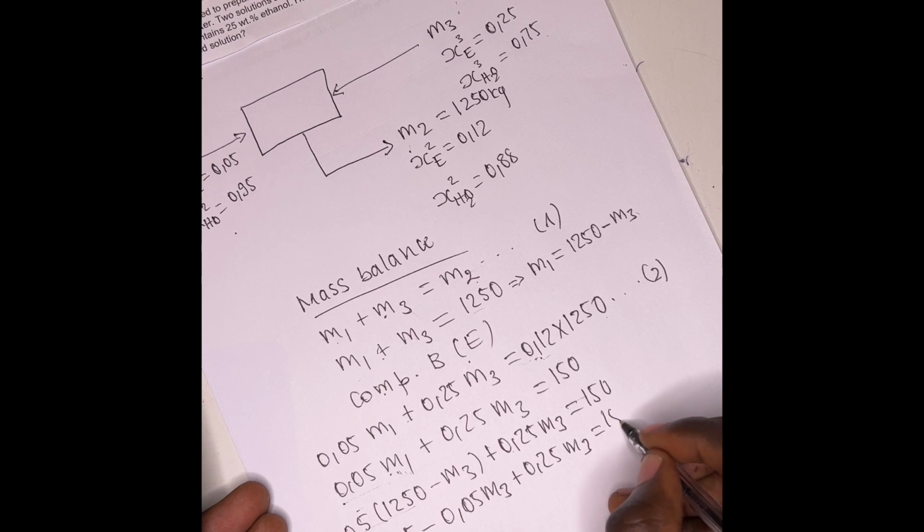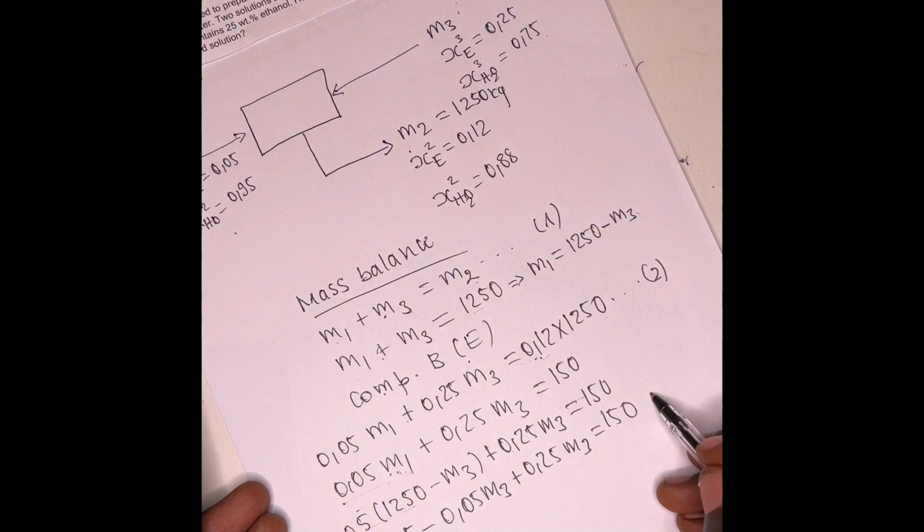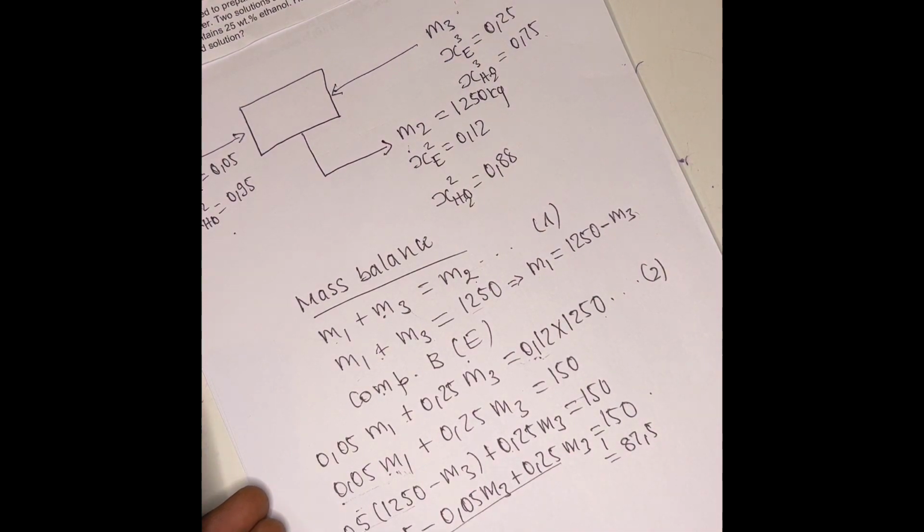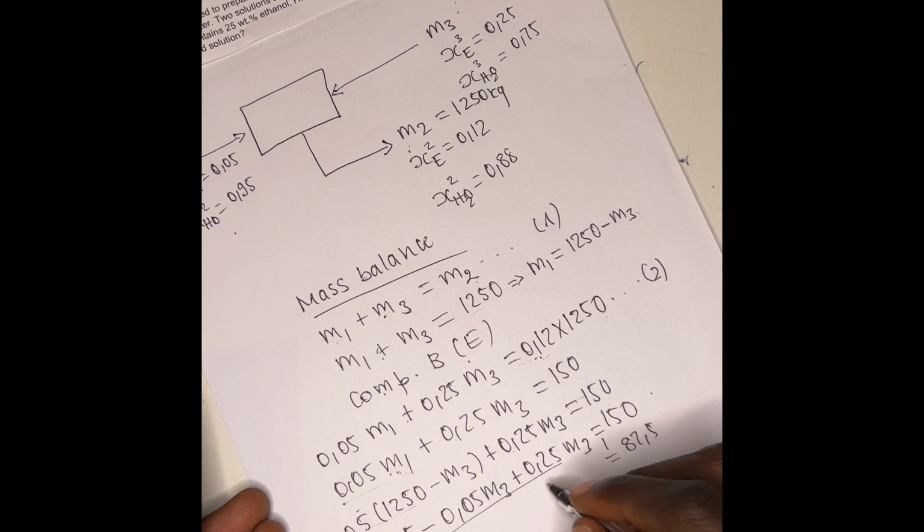Equal to 150. So this one, going this side, is going to be negative, so we're going to subtract that number. We're just going to have this minus that one, which gives 87.5. Now we have to do the same here: minus 0.05 plus 0.25, so we find 0.2. So we have 0.2 M3.